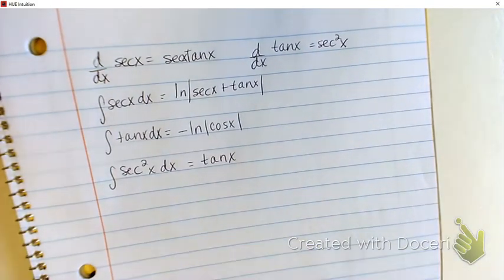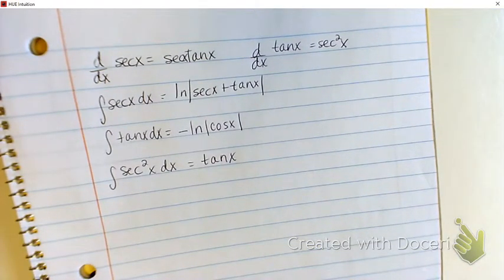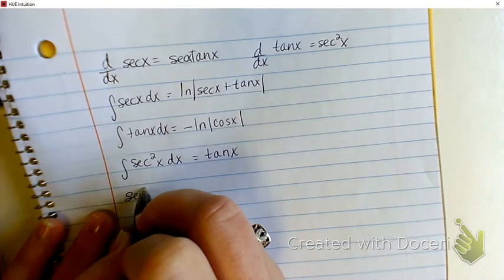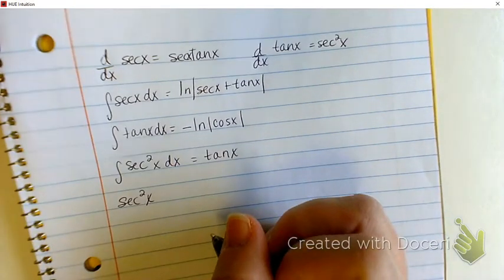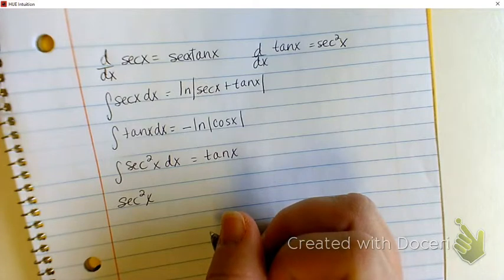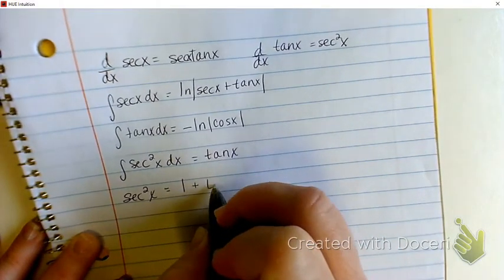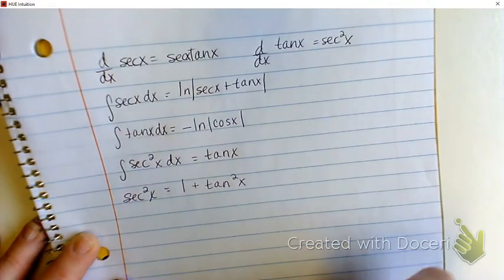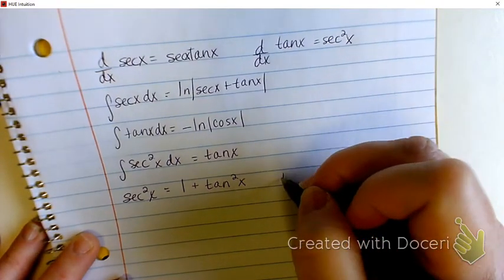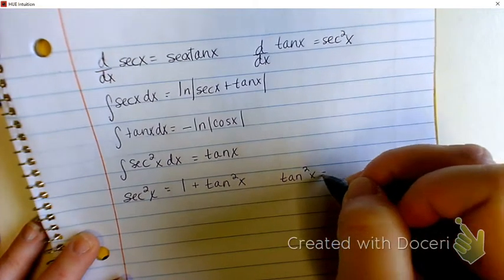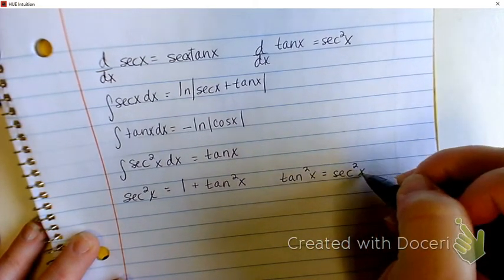Okay. Two more things that I need to tell you. Both are identities, and so it's just identities that you need to know. You know how with sine squared and cosine squared, sine squared of x equals 1 minus cosine squared of x, and cosine squared of x equals 1 minus sine squared of x. Similar thing here. Secant squared is 1 plus tangent squared of x, and tangent squared of x is secant squared of x minus 1.